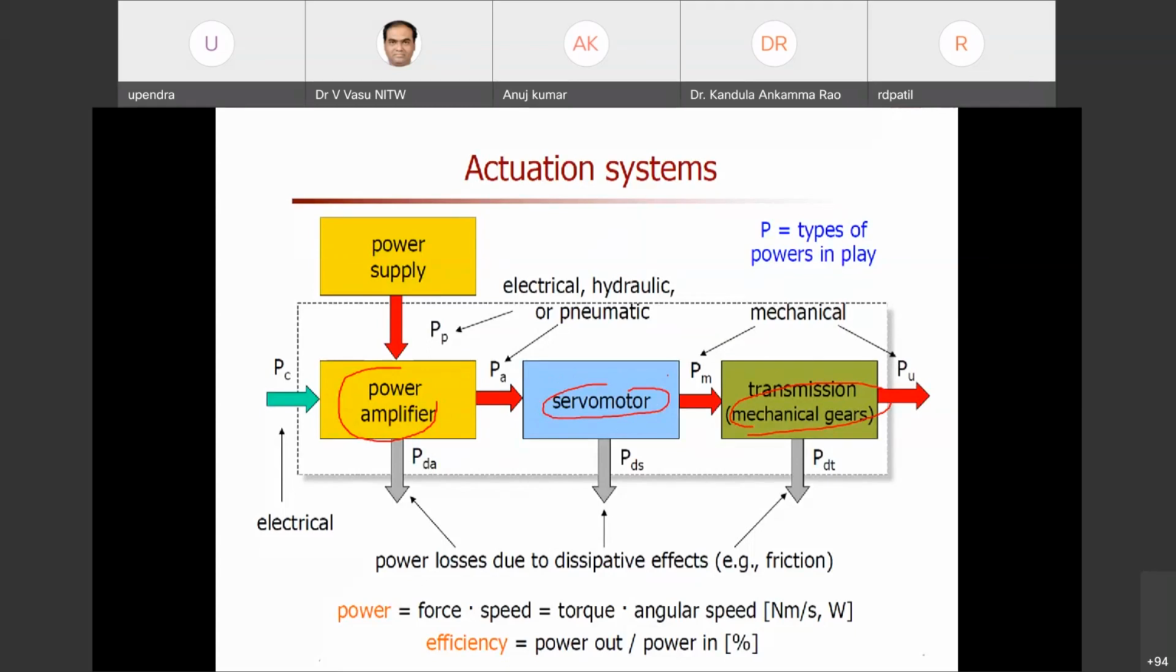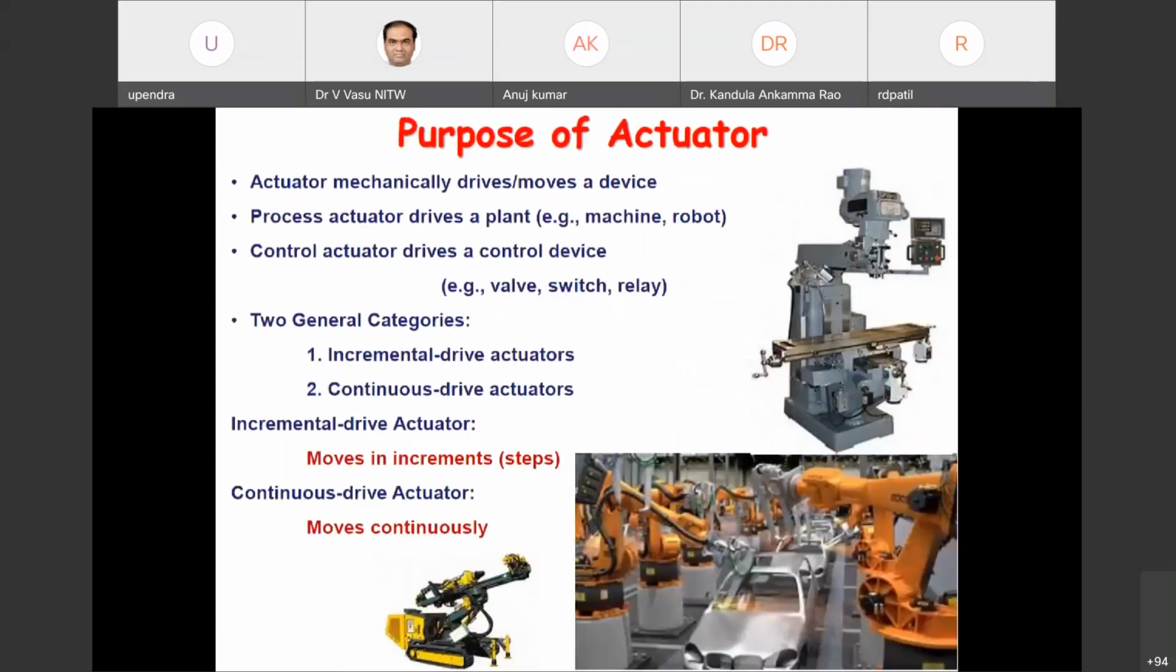Okay, so now we will see what the different actuators are and the purpose of an actuator. The main purpose of an actuator is to drive or move a mechanical system. We will have two different categories of actuators: incremental actuators and continuous actuators.